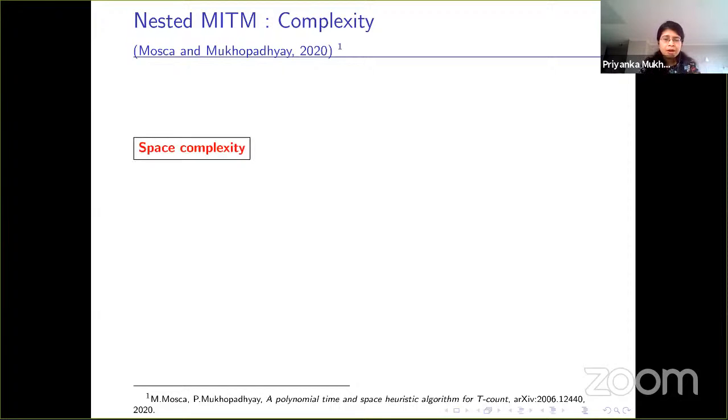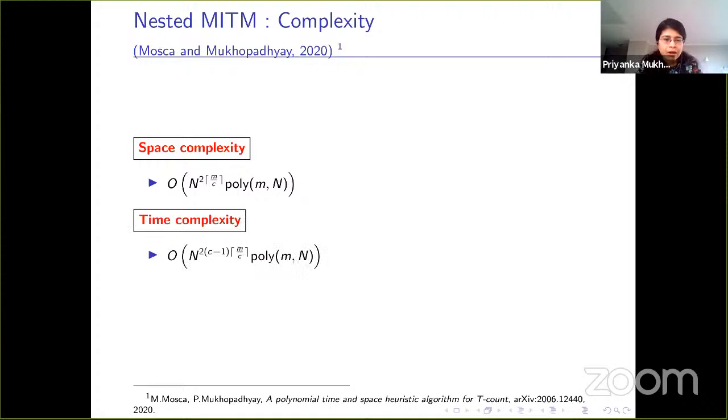The complexity of our algorithm is as follows. The space complexity is order n to the power twice m by c, times a polynomial in m and n. This m is order the T count of u. And the time complexity is order n to the power (c minus 1) m by c, times some polynomial in m and n. Okay, so this is an exponential complexity provable algorithm.